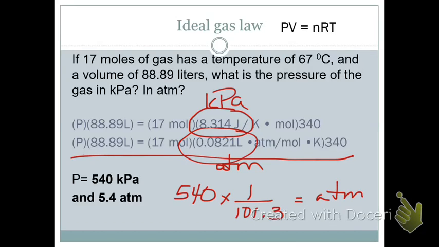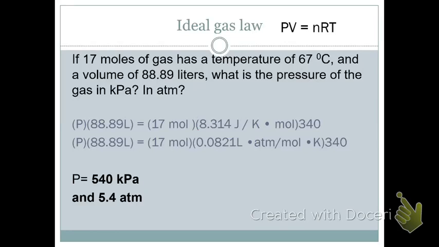But again, if I was trying to convert it into torr, then it would be 540 times 760 torrs per 101.3 kilopascals. That's a whole different way you do a number. So that's just a shorter way of doing it. Either one is perfectly fine.